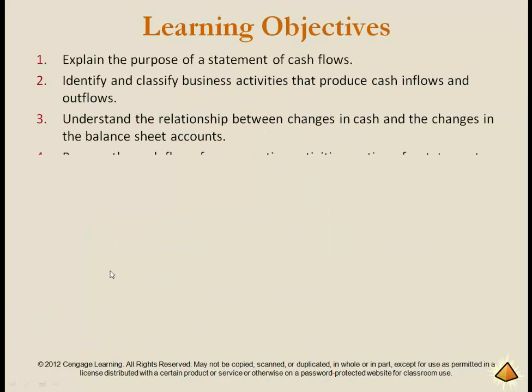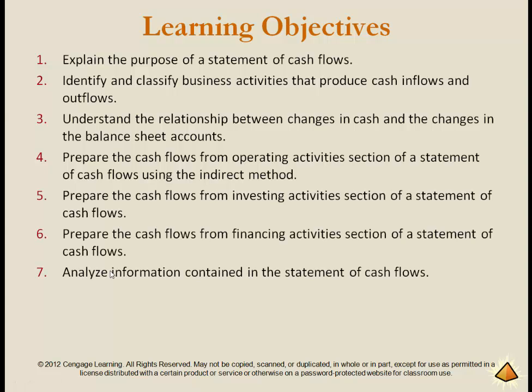So the learning objectives for this chapter: we're going to explain the purpose of the statement of cash flows. We're going to look at different business activities of the statement of cash flows. We'll look at the relationship between changes in cash and the balance sheet. And we're going to generate three different sections of the statement of cash flows, that's number 4, 5, and 6: operating, investing, and financing. And we're going to analyze some information in the statement of cash flows.